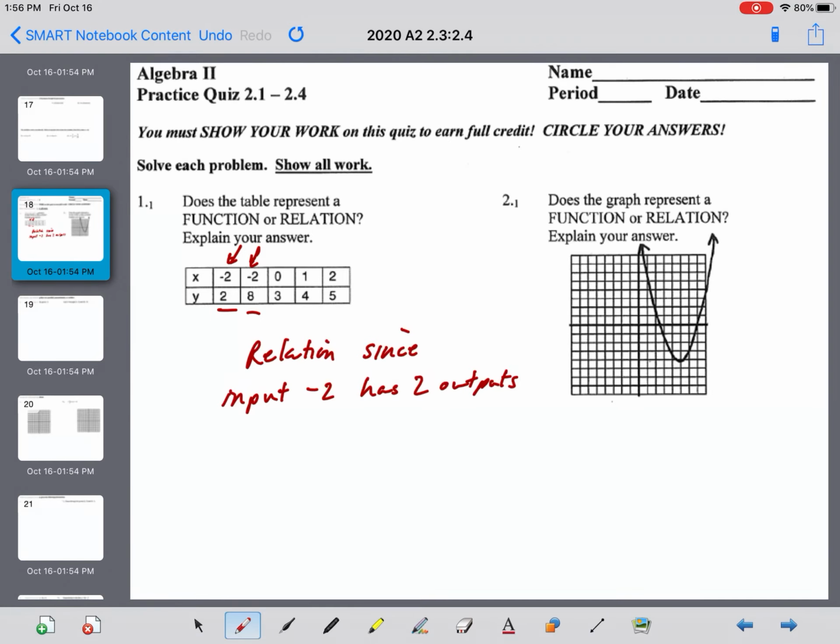Number 2, graphically, a function has to pass the vertical line test. So we have to think of a bunch of vertical lines coming across this, and they only touch the graph once. If a vertical line would touch twice, it would fail to be a function and it would be a relation. But this one is a function. Explanation, it passes the vertical line test. So those are questions 1 and 2.